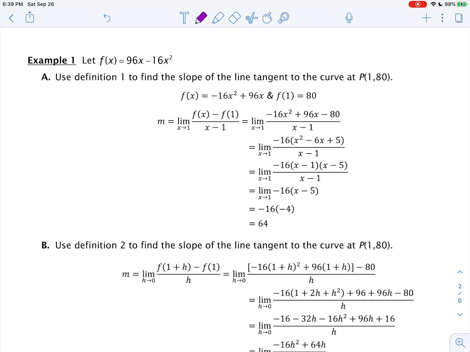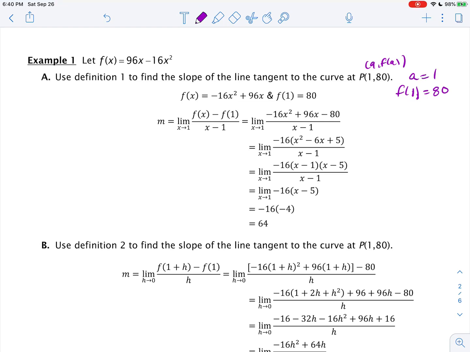Here's an example, f of x equal to 96x minus 16x squared. You're going to see that pop up later on in this discussion in terms of an application example. It says use definition 1 to find the slope of the tangent line to the curve at point P equal to (1, 80). So don't forget that this is (a, f of a). That tells me that f of 1 is equal to 80, and a here is equal to 1.